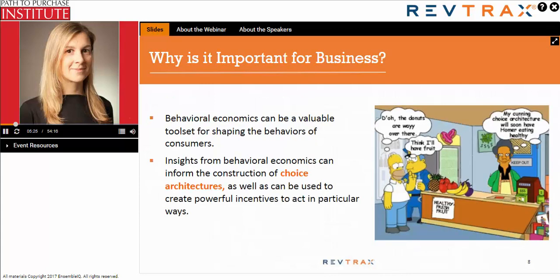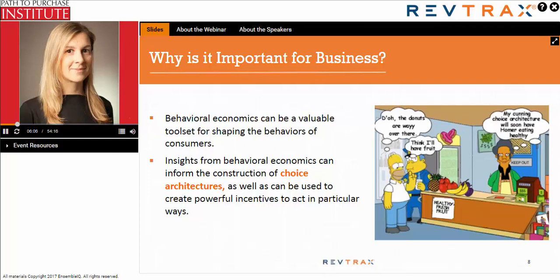So let's talk a little bit about why it is important to understand behavioral economics for business. Understanding behavioral economics can really be an incredibly valuable tool set for shaping the behaviors of consumers. What we are really doing is trying to uncover non-monetary factors that might help marketers understand consumers better and influence consumer purchase behavior that in the end might ultimately improve ROI on a wide variety of marketing efforts.